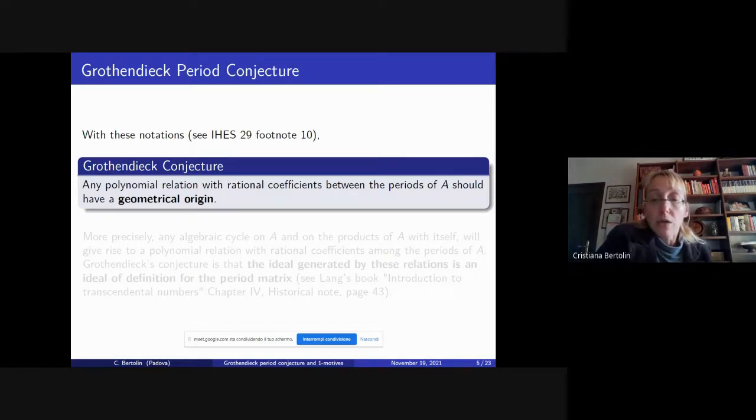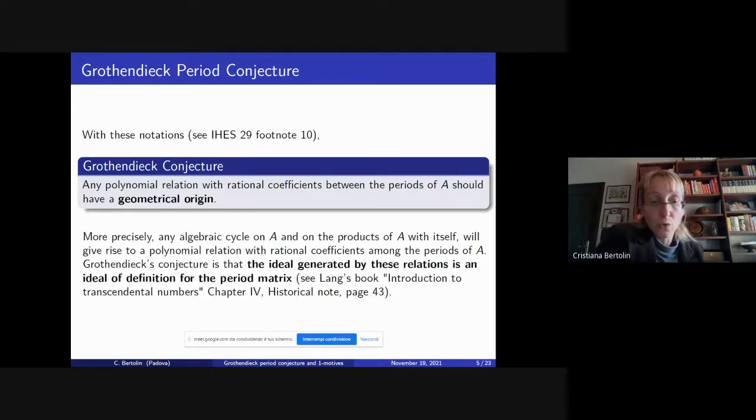Several years later, Lang, in his book Introduction to Transcendental Numbers, was more precise about this conjecture. He said that any algebraic cycle on A and on a product of A with itself will give rise to a polynomial relation with rational coefficients among the periods of A. The Grothendieck conjecture is that the ideal generated by these polynomial relations is an ideal of definition of the period matrix. This means that all polynomials with rational coefficients which have the periods as zero should come from algebraic cycles.